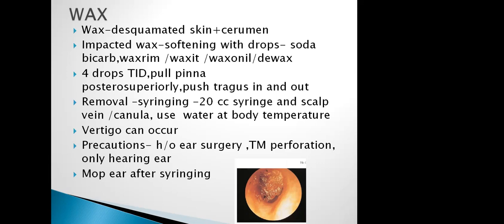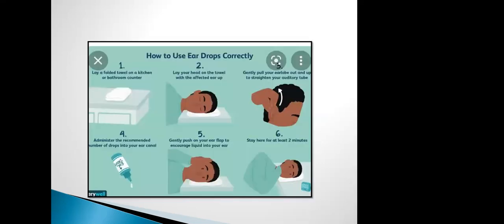For applying the ear drops, ask the patient to lie down with the affected ear up, then gently pull the earlobe upward and outward to straighten the external auditory canal. Then apply 4 to 5 drops of ear drops. Then gently push the pinna inside and outside to facilitate entry into the ear canal. Then stay there for at least 2 minutes, and repeat in the other ear if symptoms are present in both ears.